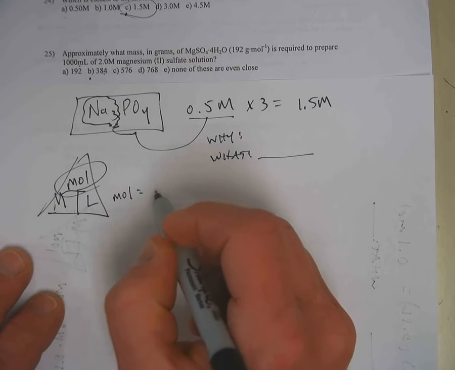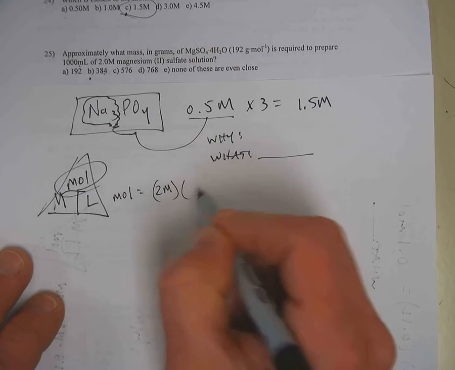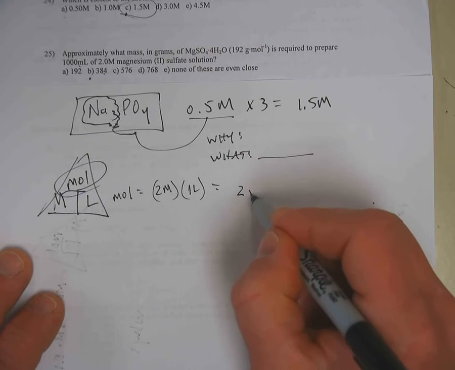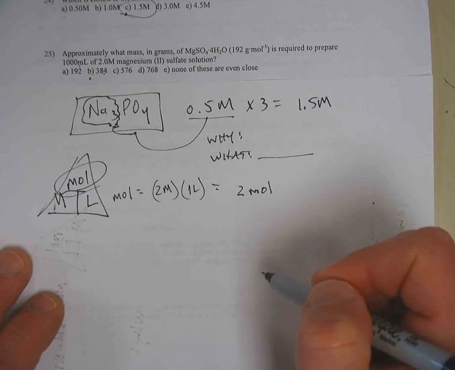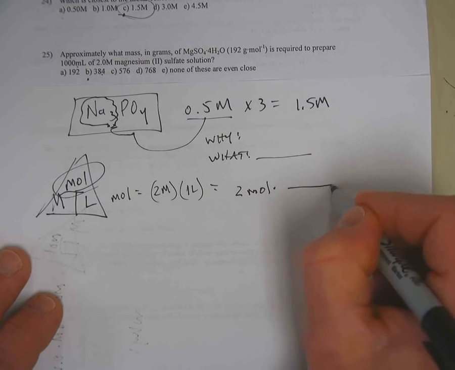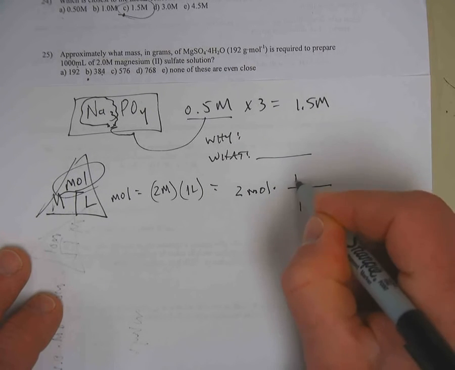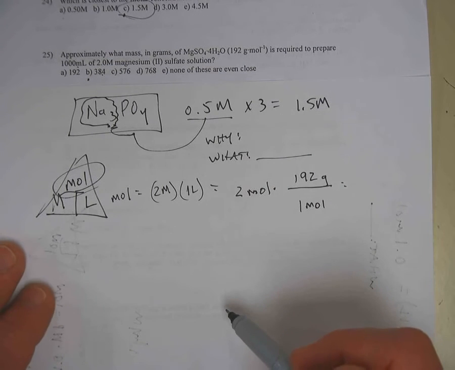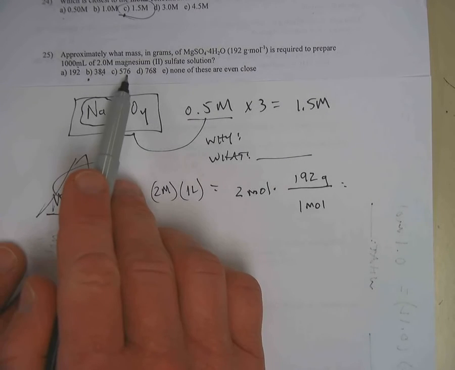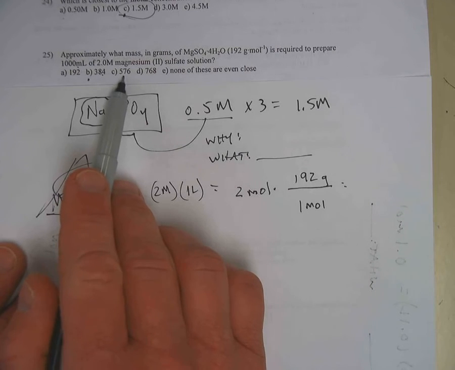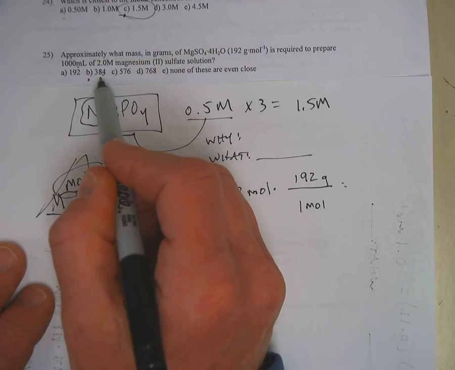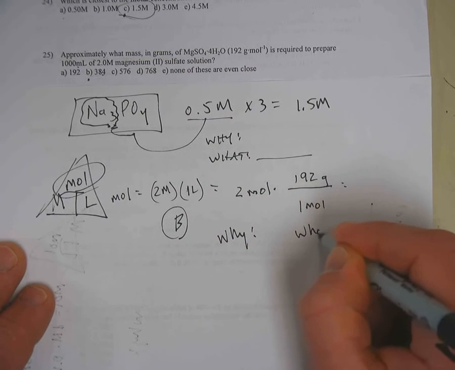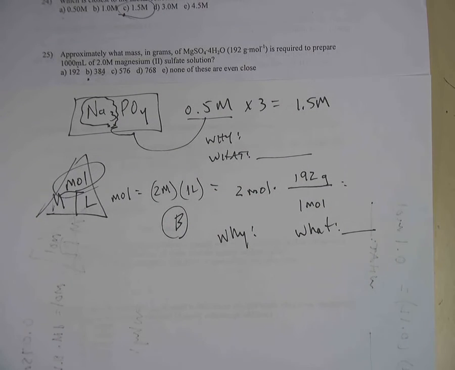So moles are equal to the molarity, 2 molar, times the liters. This is 1,000 milliliters, so that's 1 liter. 2 times 1 is 2 moles. And then take this 2 moles, and in 1 mole, there are 192 grams. So 2 times 192. Well, it's not going to be 192, and it's definitely not up above 576, so it's probably going to be this 384 right here, which is B. Write down why you got it wrong and what you'll do in the future to make sure you don't get one wrong like that again.